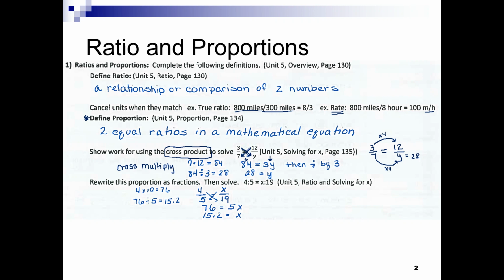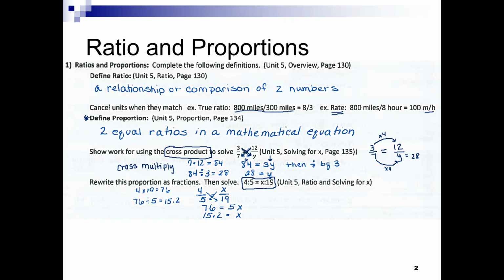Sometimes a proportion is written using the colon like we see here. 4 to 5 is equal to x to 19. This used to be more common, but historically we have moved in math towards the fractions. So my recommendation to you is to rewrite it as a fraction. So you see that here. The first is 4 over 5. The second is x over 19.